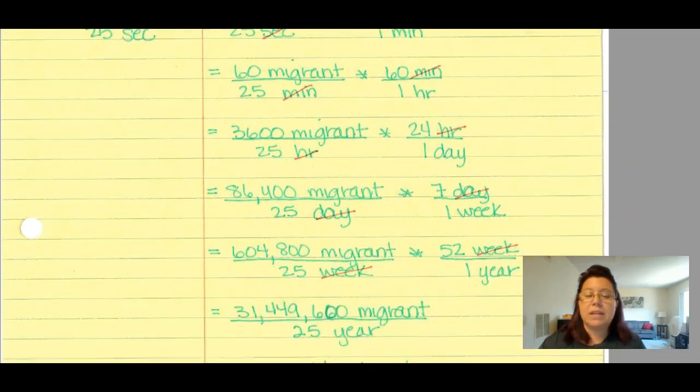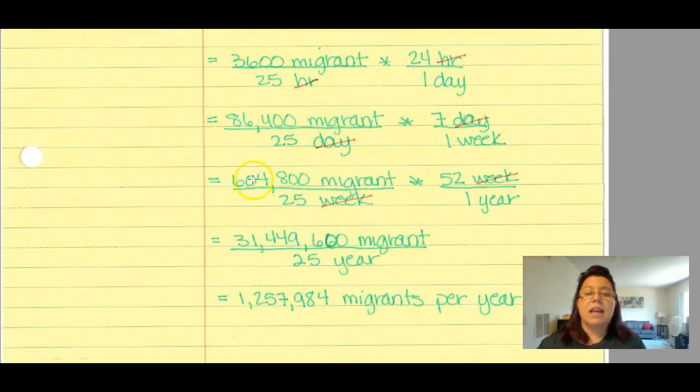Now we've got to figure out how many weeks. There are 604,800 immigrants per 25 weeks. That's a little over 4 months. And there are 31,449,600 immigrants per 25 years. Now that's per 25 years. We wanted it per year. So now we actually have to do the numerical division here. So it's approximately 1.25 million immigrants per year.